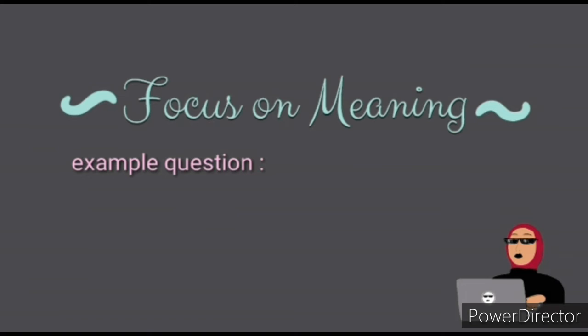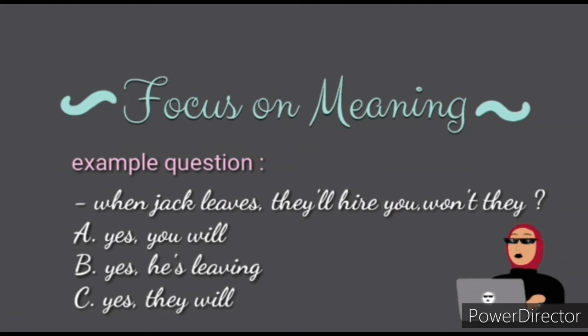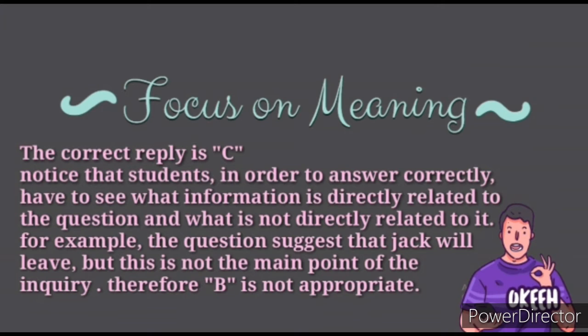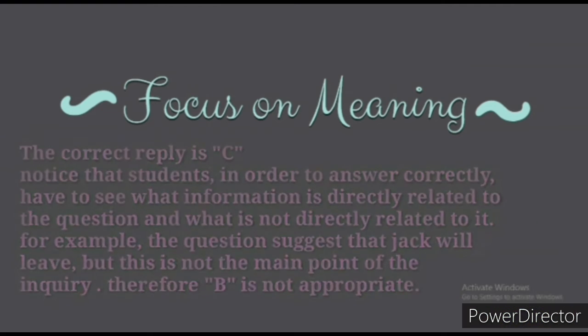For example, the question: "When Jack leaves, they will hire you one day." A. Yes, he will. B. Yes, he is leaving. C. Yes, they will. The correct reply is C. Notice that students, in order to answer correctly, have to see what information is directly related to the question and what is not directly related to it. For example, the question suggests that Jack will leave, but this is not the main point of the inquiry. Therefore, B is not appropriate.